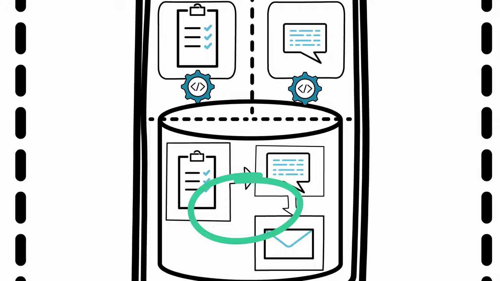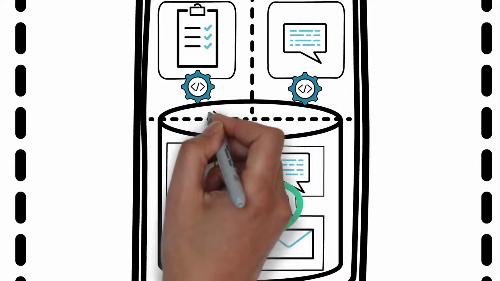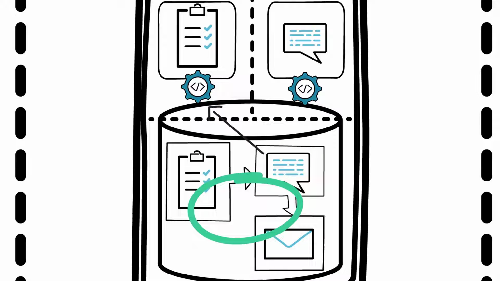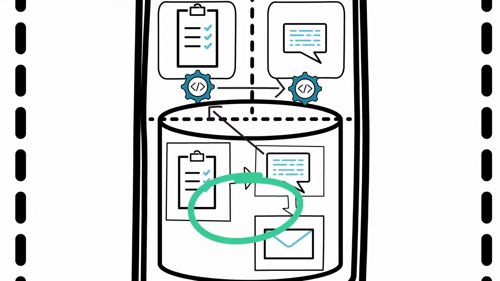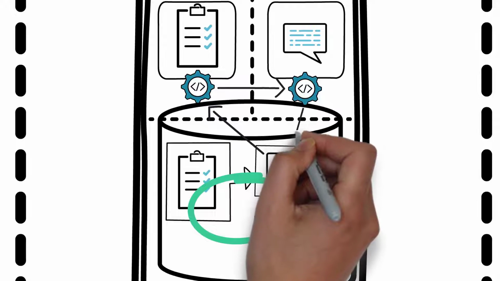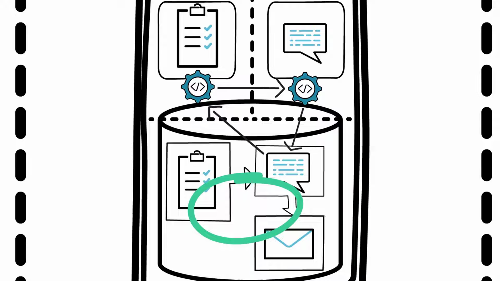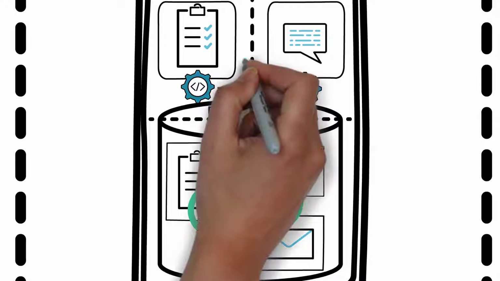Applications can read from tables of other applications. Applications cannot write to tables of other applications. They must call the business logic of the applications that own the tables to write to those tables. This promotes cooperation across applications.